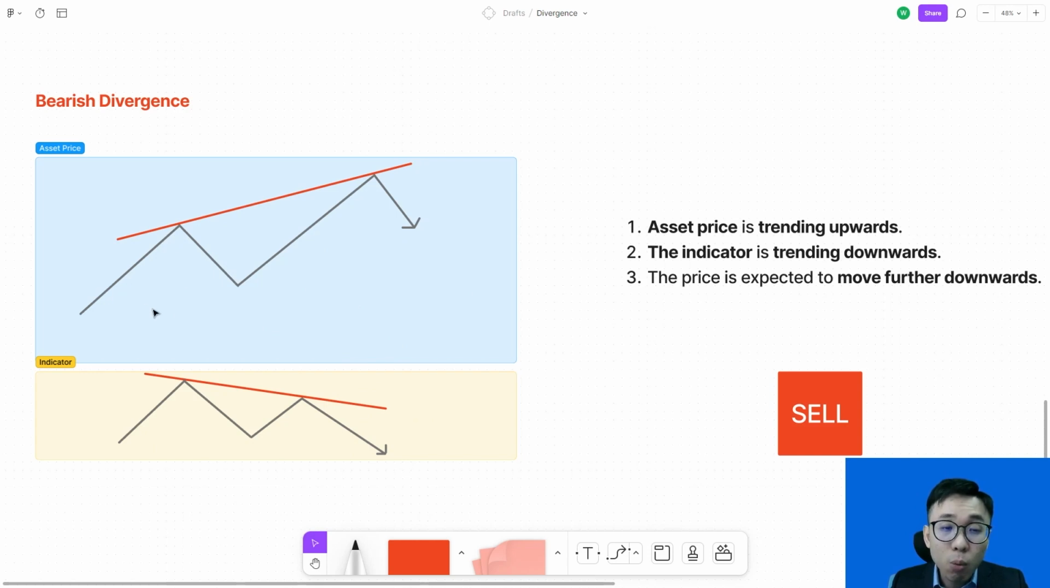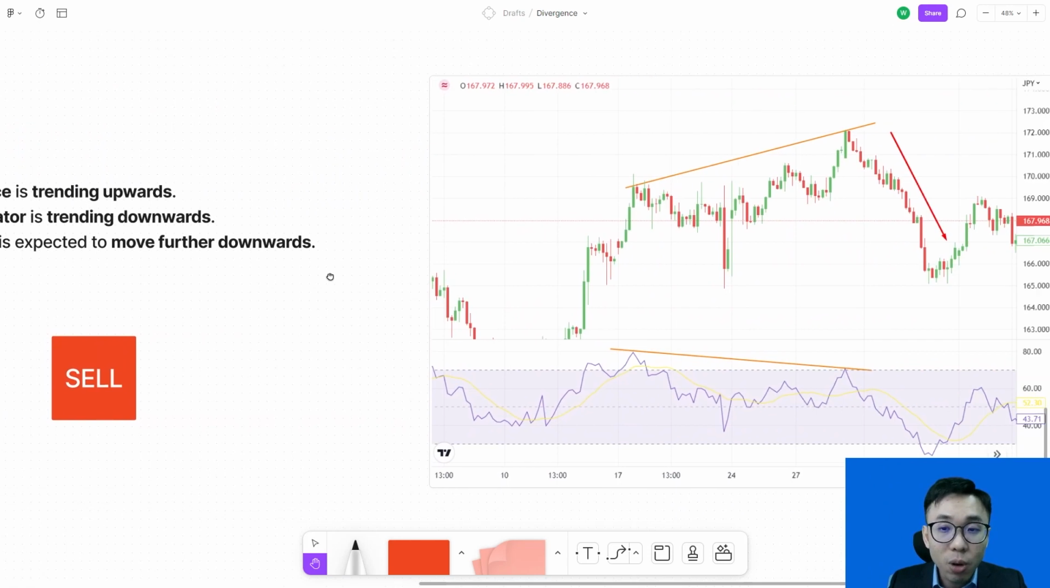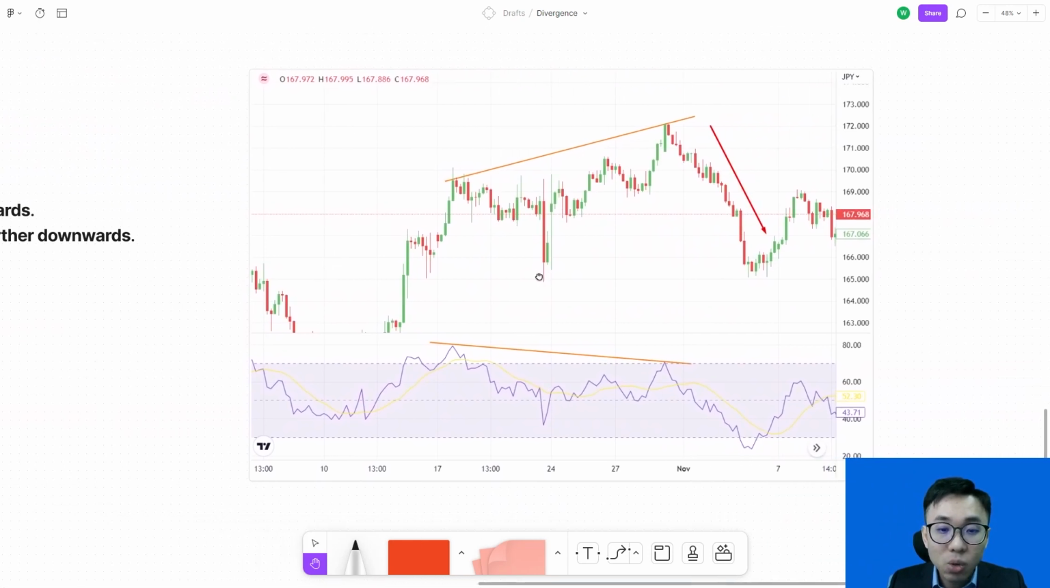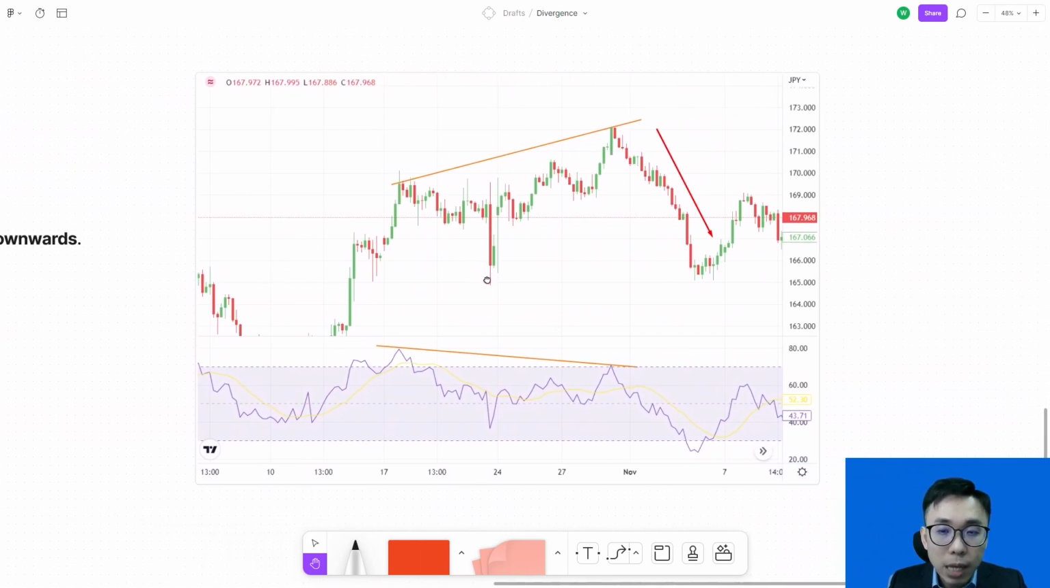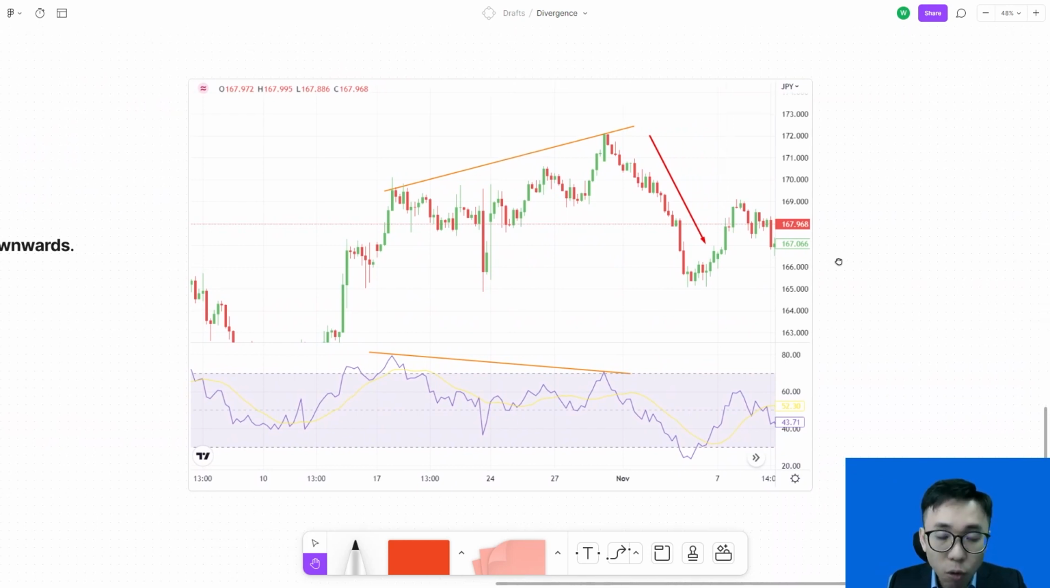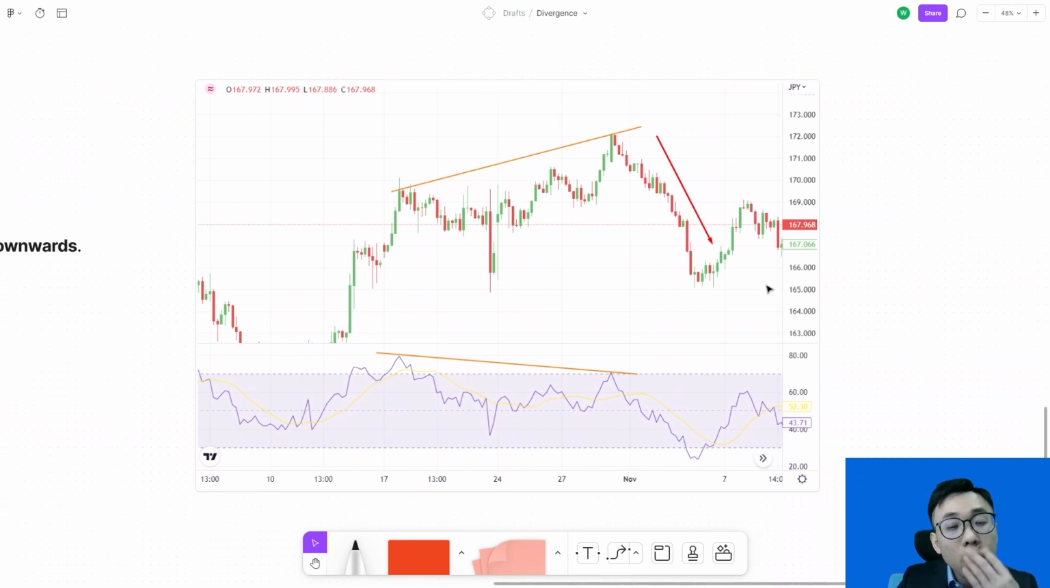So this means that we have identified a bearish divergence. In the future, we may expect the price of the asset to come back down, and this is a signal for us to do a sell order. In terms of a real world scenario, we're going to look back into GBP/JPY. And yes, this is the H4 or 4-hourly chart of GBP/JPY. We're going to look at this part here.